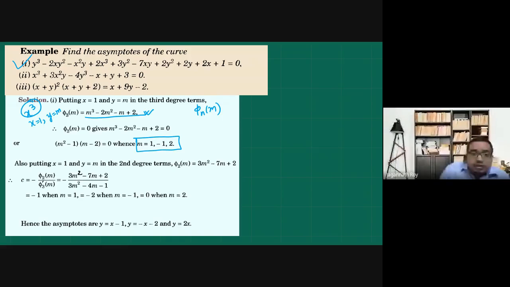Now we have to consider the phi n minus 1 of m. That means we will consider x to the power 2. So second degree entries are there. This is second degree. This is second degree. This is second degree. So for the second degree polynomial, we get 3m square minus 7m plus 2.